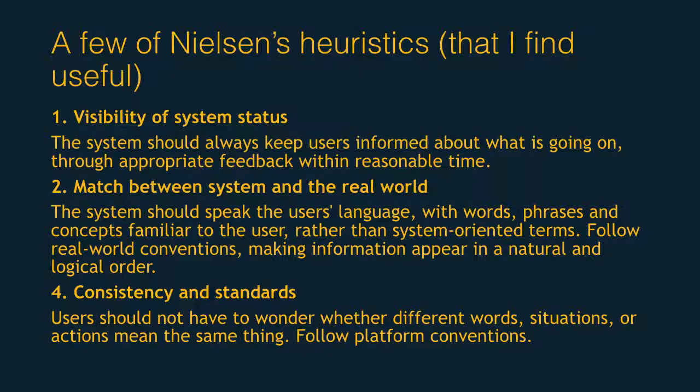So the first heuristic in the Nielsen set is visibility of system status. So I think that's a bit obscure, but what that means is the system should always tell you what is going on, what state it's in, what has it done. So this is actually about the gulf of evaluation. Is the system informing you about what it's done in relation to your input, or what it's expecting from you?